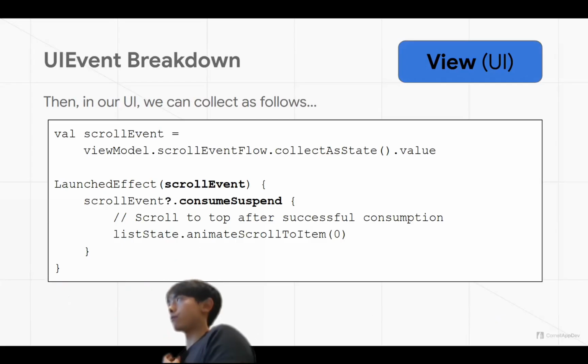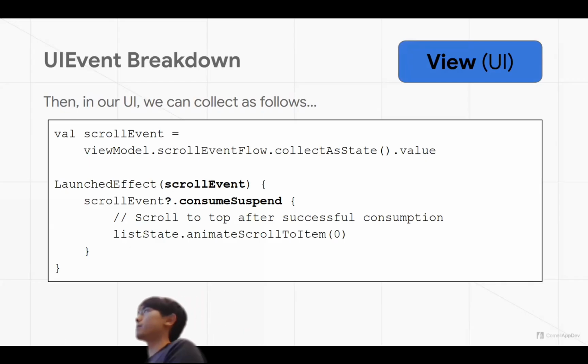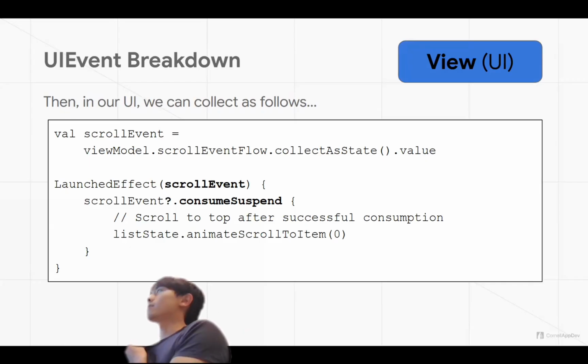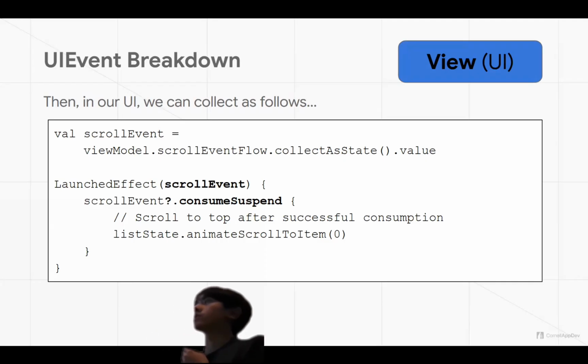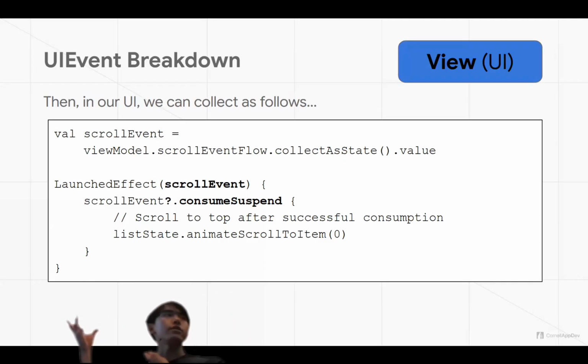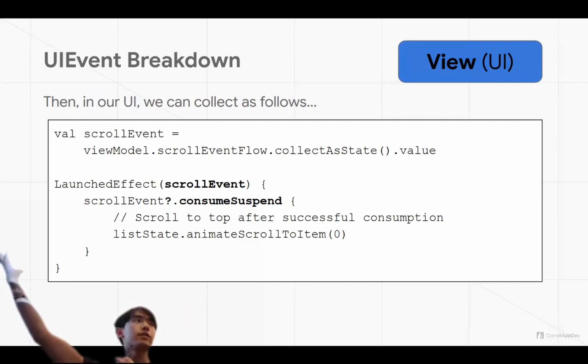And so this is the kind of funky syntax that you'll probably just need to copy later on, because it's not incredibly easy to remember. But basically the idea is that once you get that event, you can consume it, aka mark that it has been used, we're not going to use it anymore, and then scroll to the top once that event has been received by the screen.